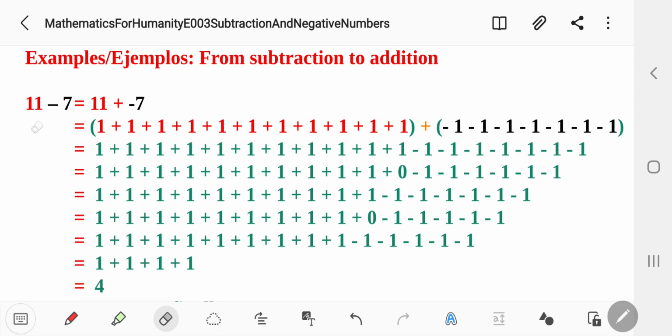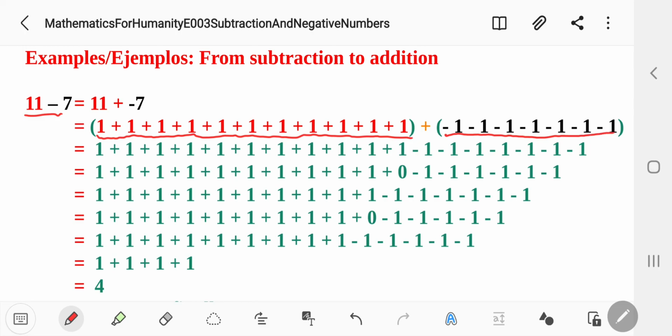This is 11 minus 7. You can write that as 11 plus negative 7. So again, you have 11 here: 1 plus 1 plus 1 plus 1 plus 1 plus 1 plus 1 plus 1 plus 1 plus 1 plus 1. 11 ones. And then you have negative 7, which is represented by 7 negative ones: minus 1, minus 1, minus 1, minus 1, minus 1, minus 1, minus 1.